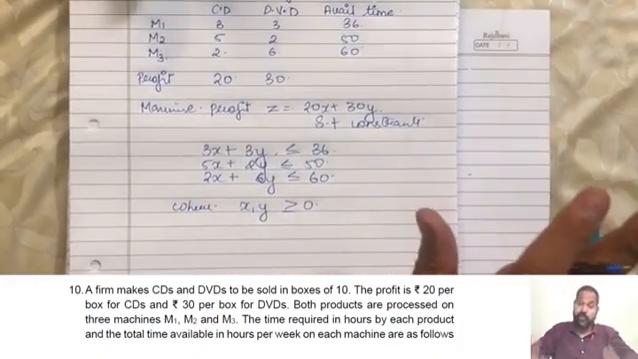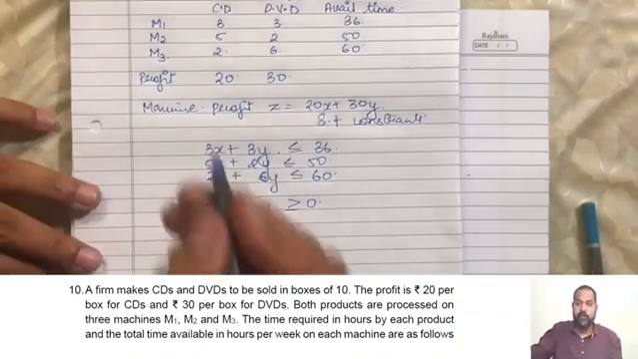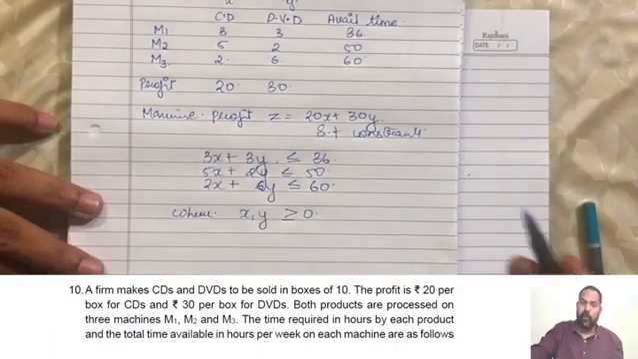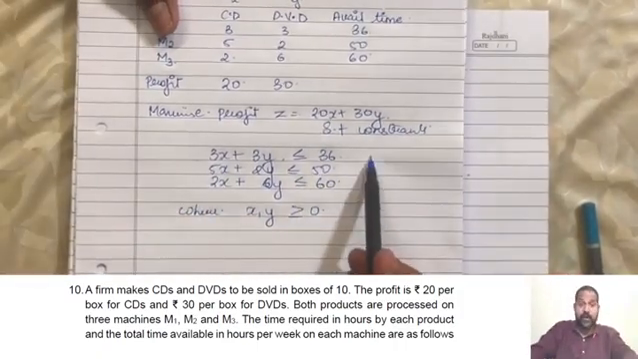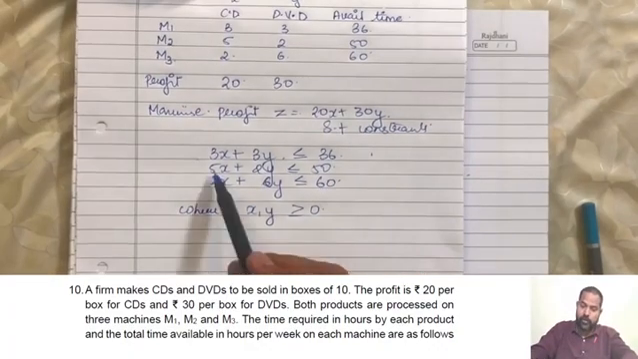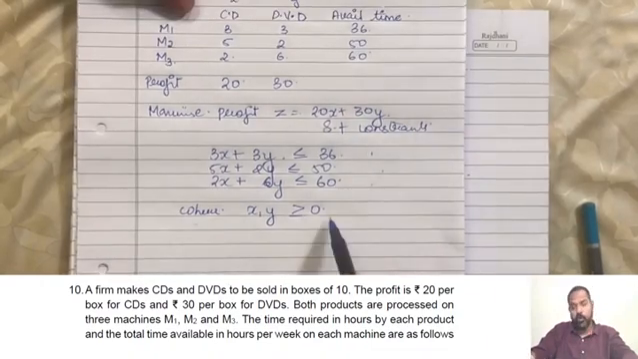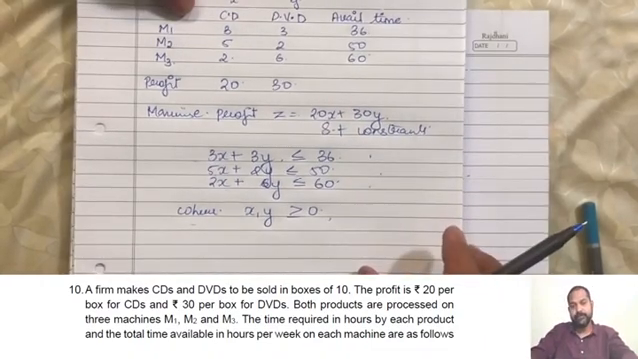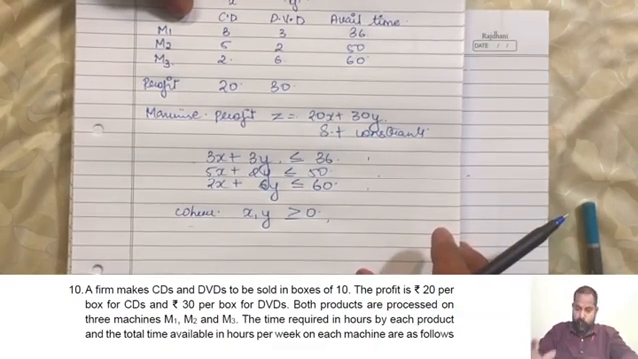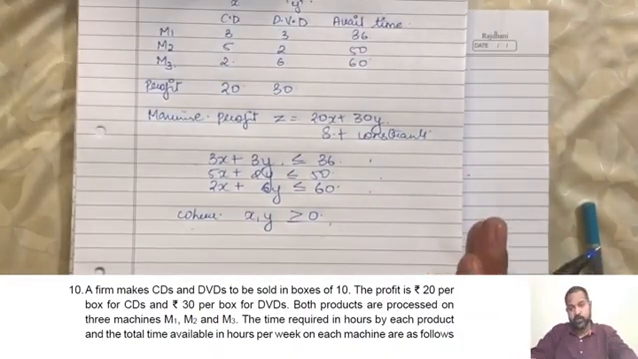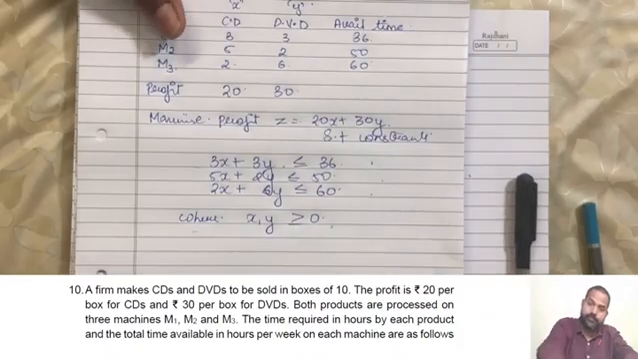I have not written a lot of things which I please beg and plead you to write down. Number 1, let us produce X boxes of CDs and Y boxes of DVDs. Number 2, this is going to be the machine 1 time constraint. This is going to be the machine 2 time constraint. This is going to be the machine 3 time constraint. And this is going to be the non-negativity constraint. That's it. This is what they expect from you when they say formulate. If you have paused the video and tried it yourself and this is what you got, fantastic. Let's move on to the next question.